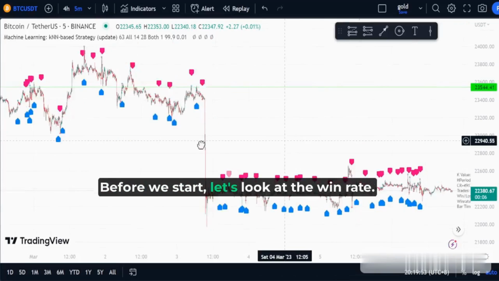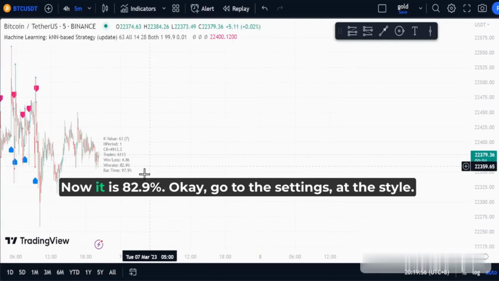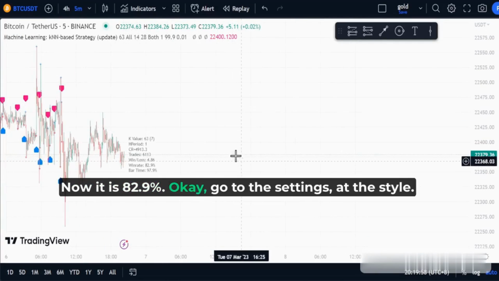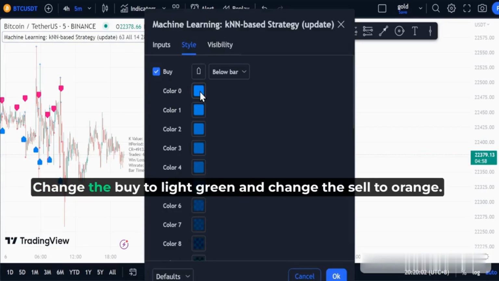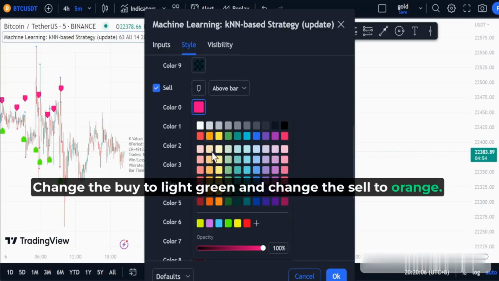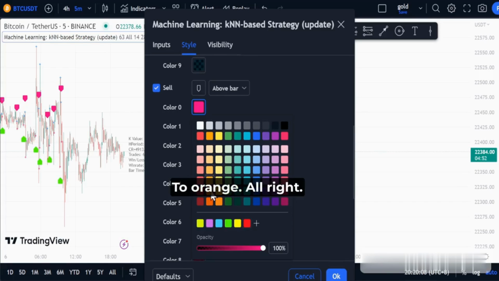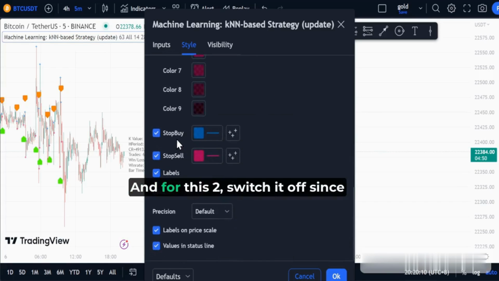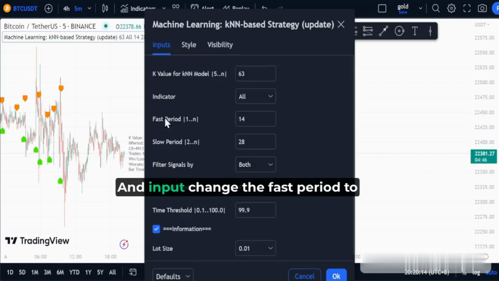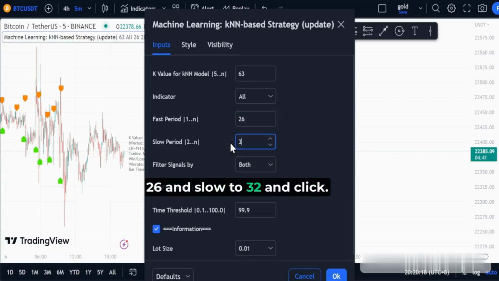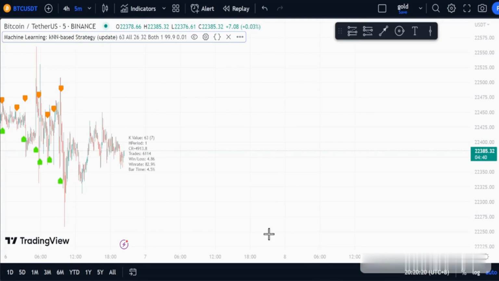Before we start, let's look at the win rate. Now it is 82.9%, okay? Go to the settings. At the style, change the buy to light green and change the sell to orange. Alright. And for these two, switch them off since we are not going to use them. And in the input, change the fast period to 26 and slow to 32 and click OK.